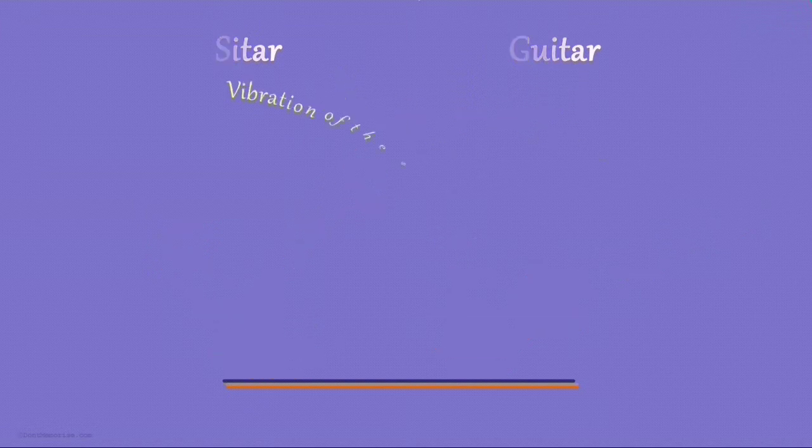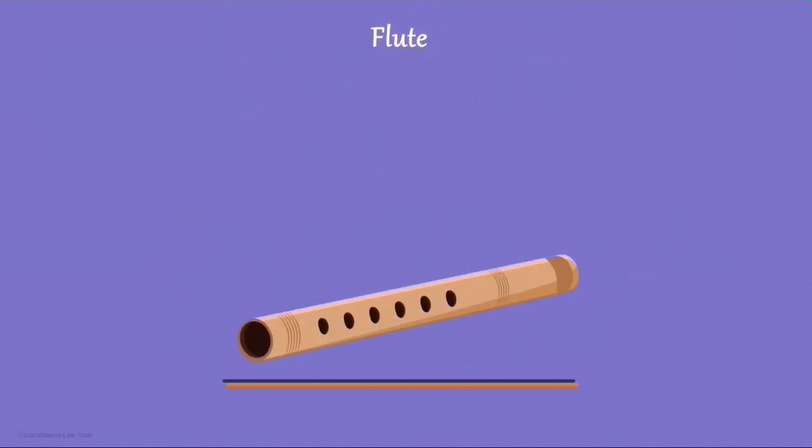Then what about the flute? How is the sound produced? In a flute, the vibrations are produced by the air column. When we breathe into its mouth hole, the air inside the flute starts vibrating and we hear the sound.